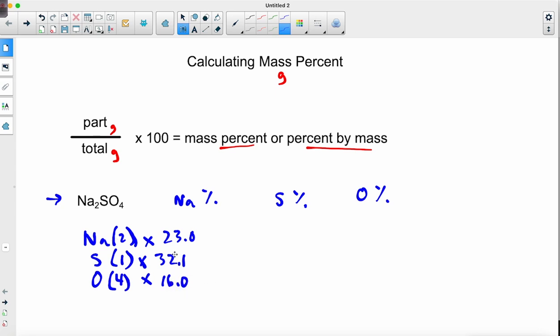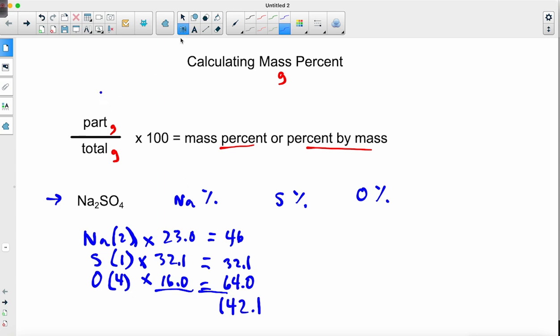So what I do is I just do the molar mass like I taught you. So you'd multiply all these actually and divide it down, or add it together down here. So 46, 23 times 2, 32.1, and then 16 times 4 would be 64. So when I add this all together, I get 142.1.